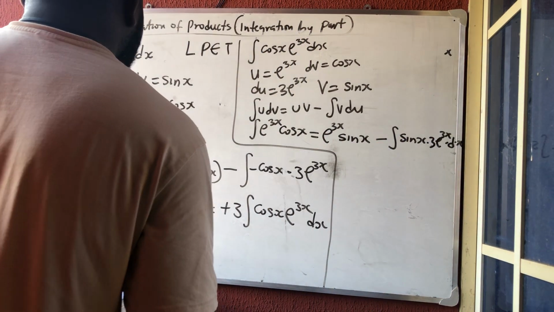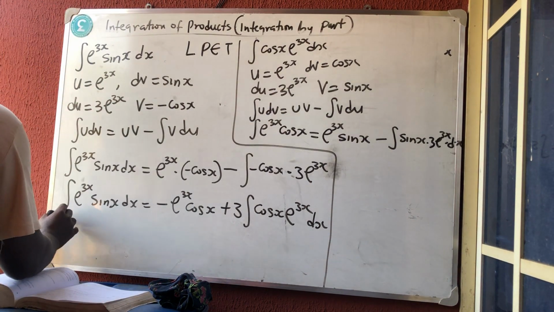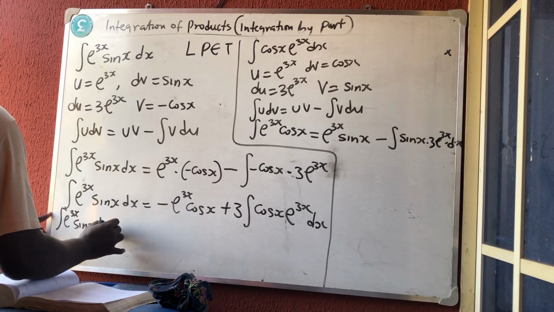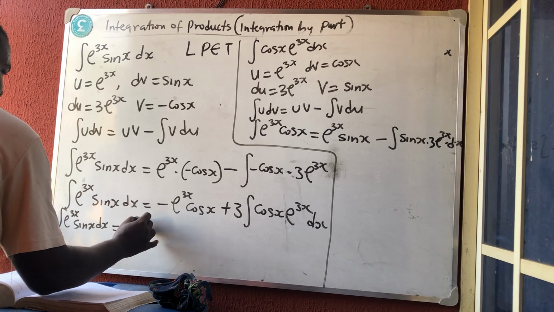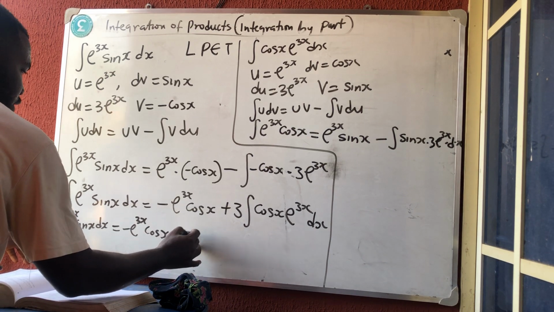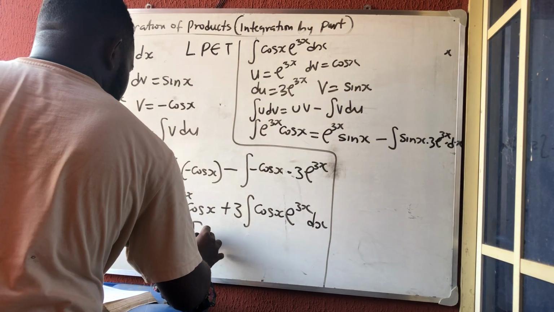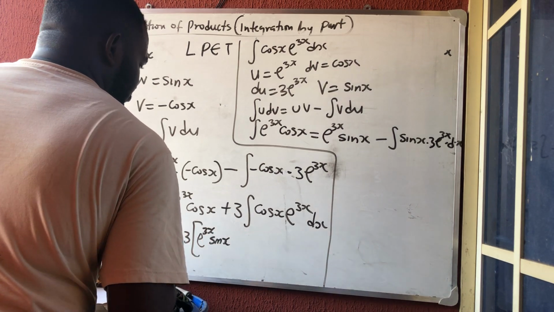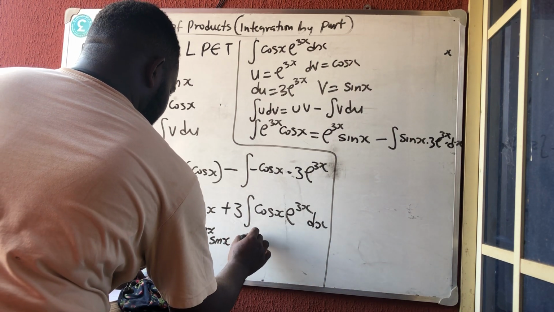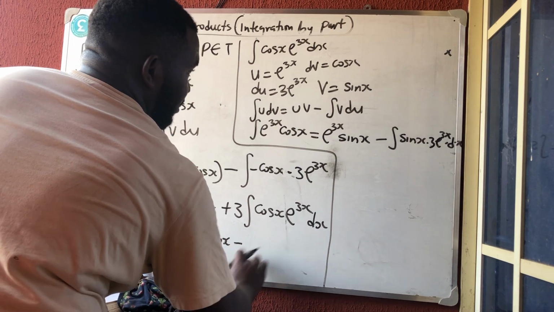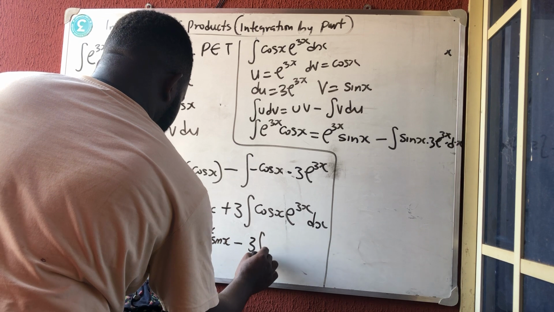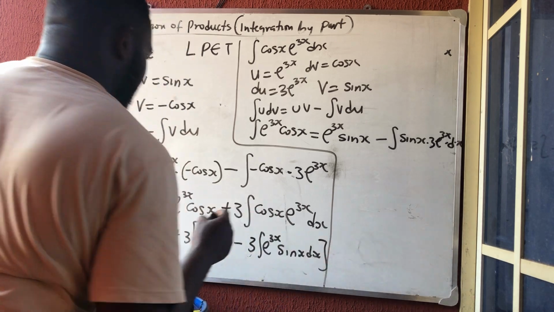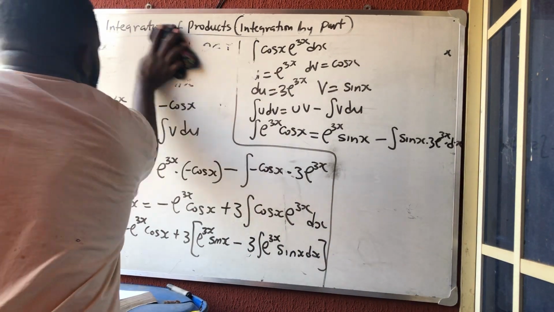Okay, so now look at this. Let us now carry this thing and put it here. So I'm having the integral of e raised to power 3x sine x dx is equal to minus the exponential of 3x cos x plus 3 into, look at this, e raised to power 3x sine x, minus, let me bring the 3 outside, minus 3 the integral of e raised to power 3x sine x dx. Now let me open the bracket and see what will happen.